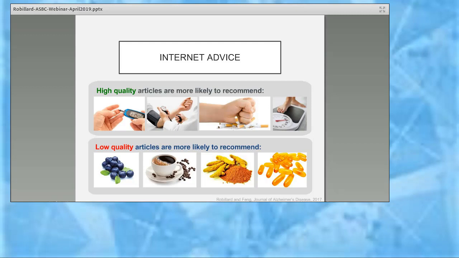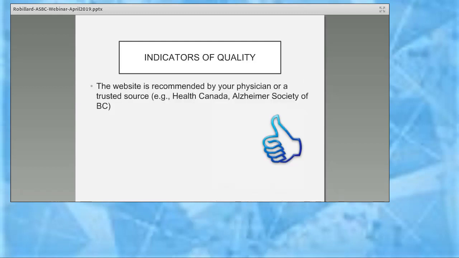And of course, the difference between the top row and the bottom row is that it's a lot harder to follow the advice in the top row. It's a lot harder to lose weight than it is to just simply add blueberries to your diet. So if it sounds too easy to be true, then it probably is.